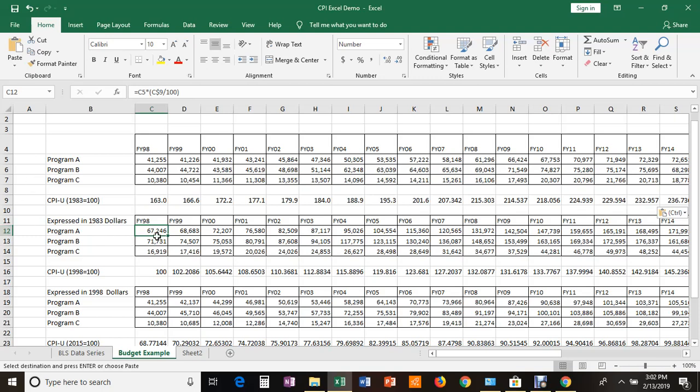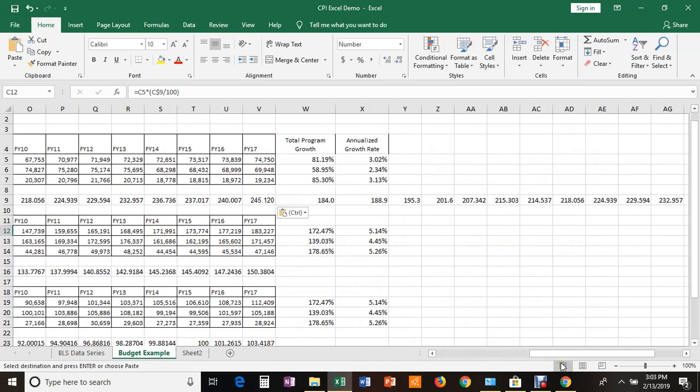So to change this to the constant dollars for 1983, I simply take this number, multiply it by this factor, which is divided by 100, and that gives me this. So then it's a simple matter of copying this formula into these cells and copying across. And now I know in 1983 dollars what the value of these are.